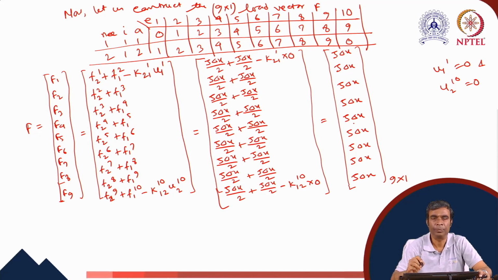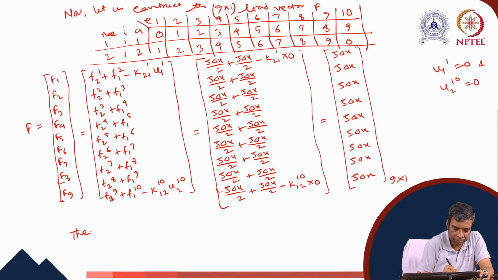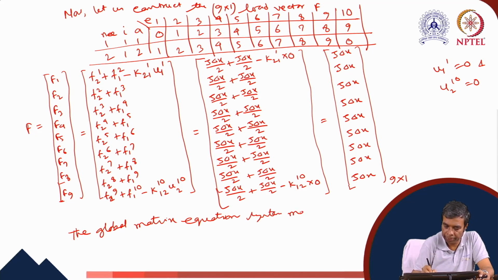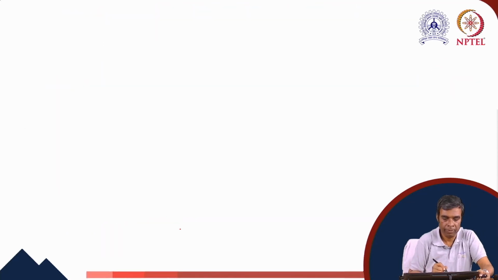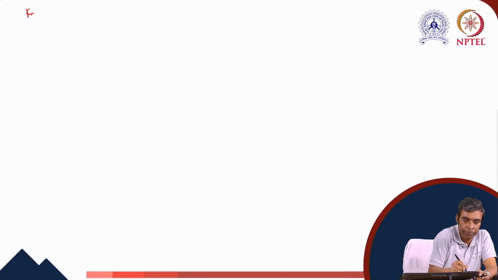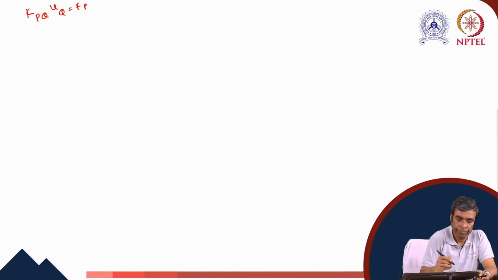Now we can write the global matrix equation system in terms of the Peclet number contribution in the coefficient matrix and the source term contribution in the load vector. The global matrix equation system may now be rewritten as K PQ UQ equals F.